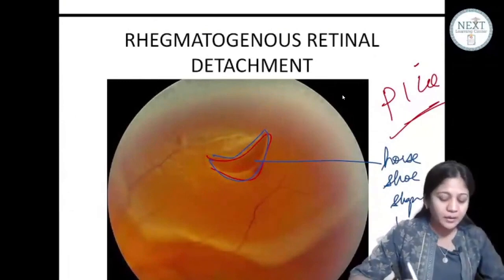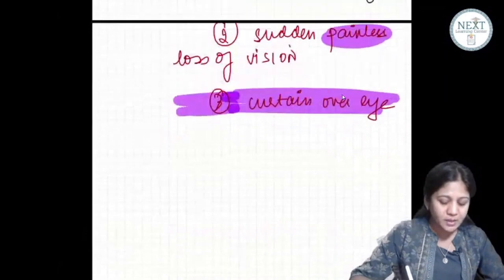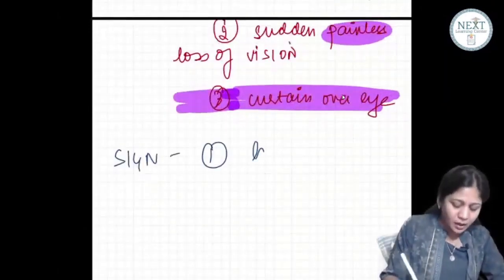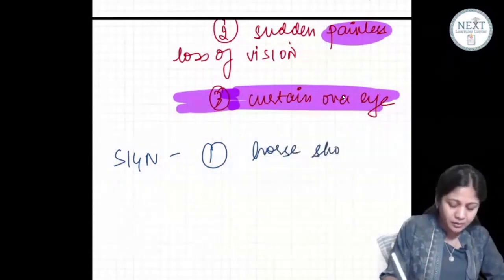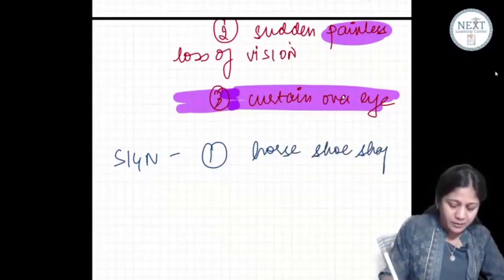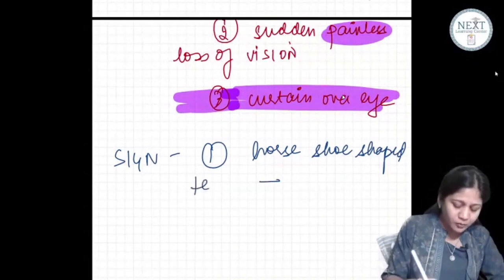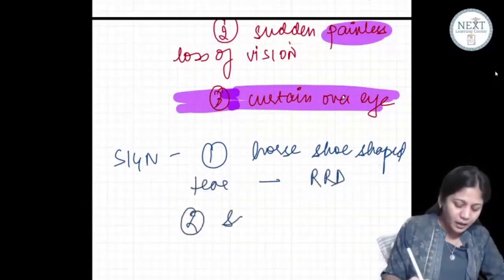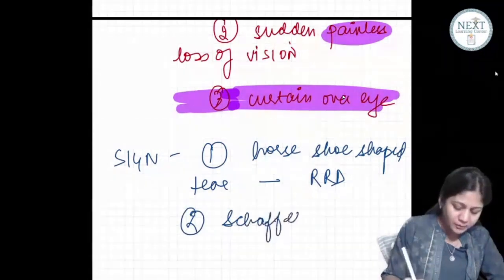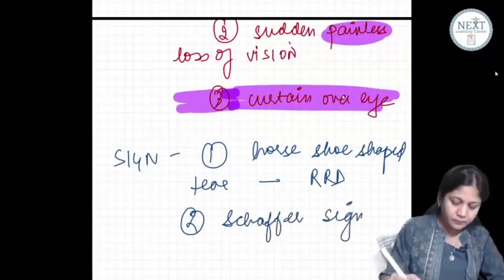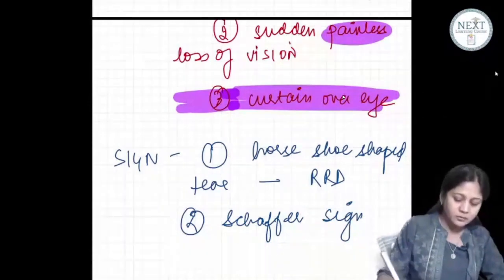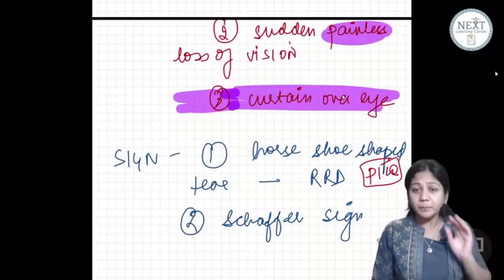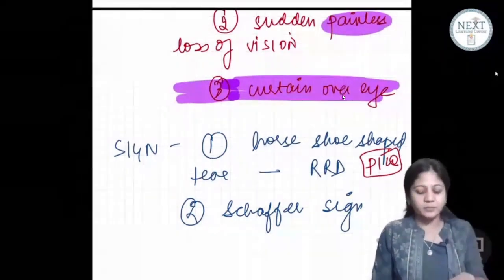Okay, so what have we seen? The symptoms are these three. Now when I see the signs, I can see a horseshoe shaped tear which will be visible only in cases of RRD. RRD, horseshoe shaped tear, and this is a picture question. Okay, this is a picture question. A horseshoe shaped tear may be seen, this is a picture question. This is the first sign.